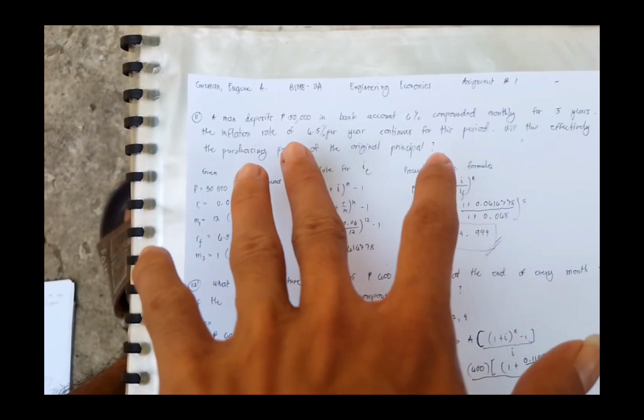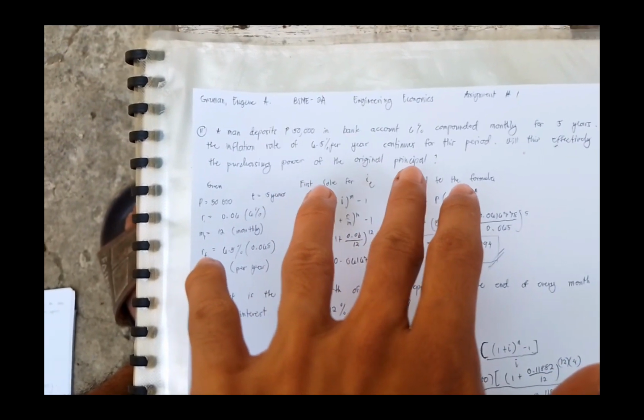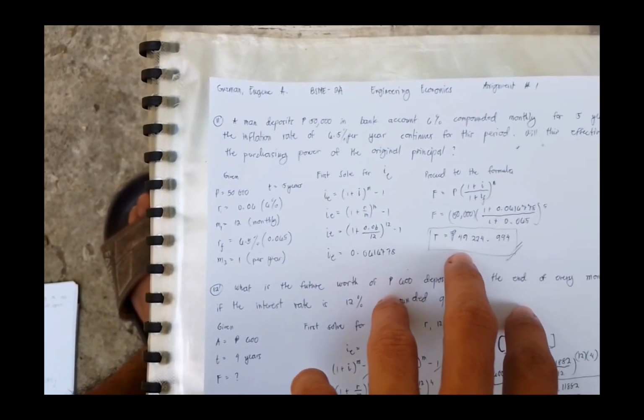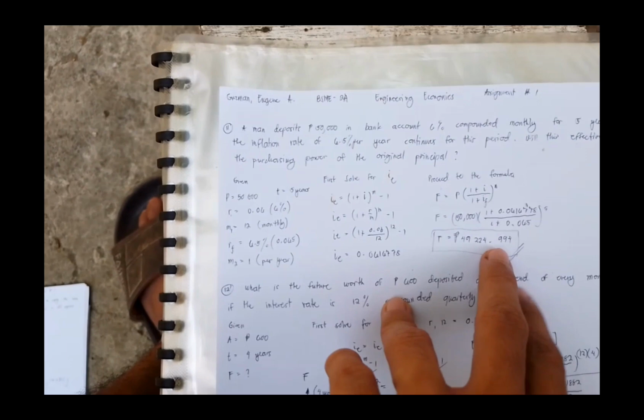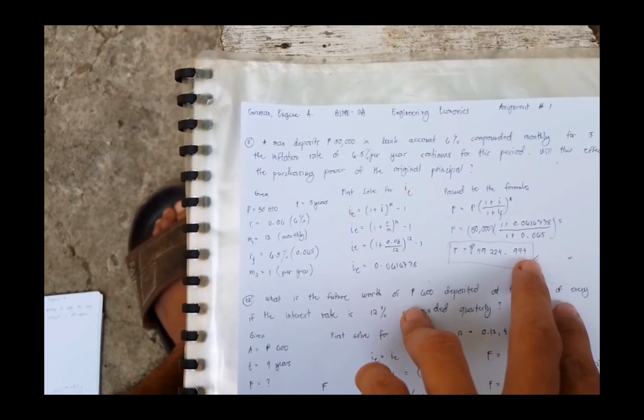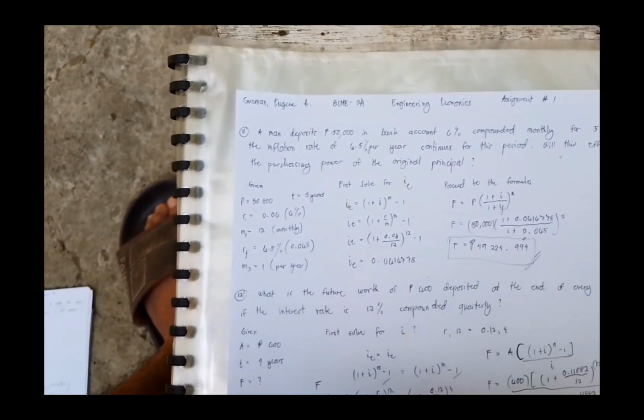Now it's asking, will this effectively protect the purchasing power of the original principal? No, since the value of the original principal has decreased, so it didn't protect. Instead, it did that.